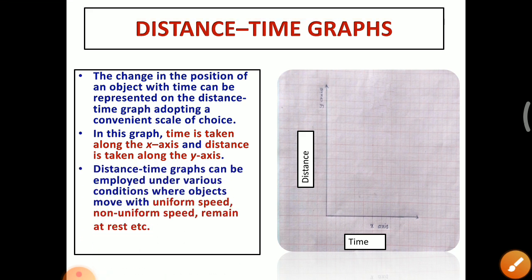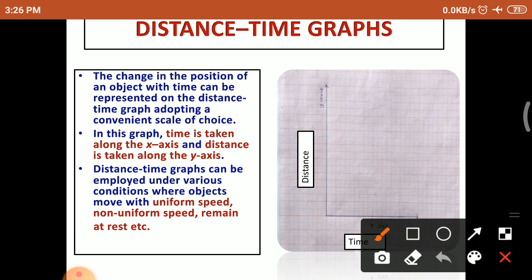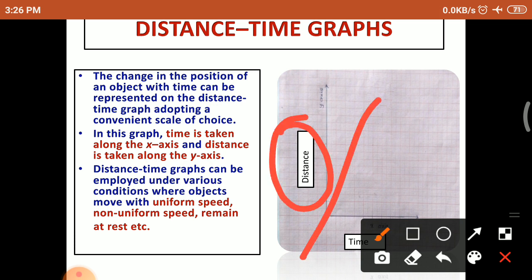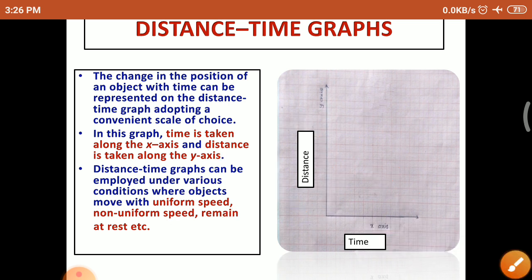Distance-time graphs can be employed under various conditions where an object moves with uniform speed, non-uniform speed, or remains at rest. When we divide distance by time, we get speed. So there are different types of speed: uniform speed, non-uniform speed, and the object remaining at rest. So we can get three types of graph under the distance-time graph.